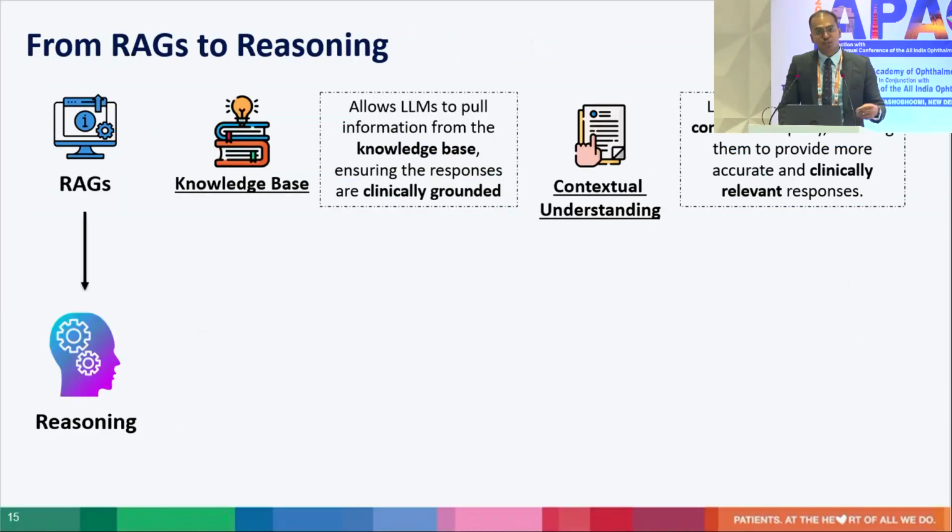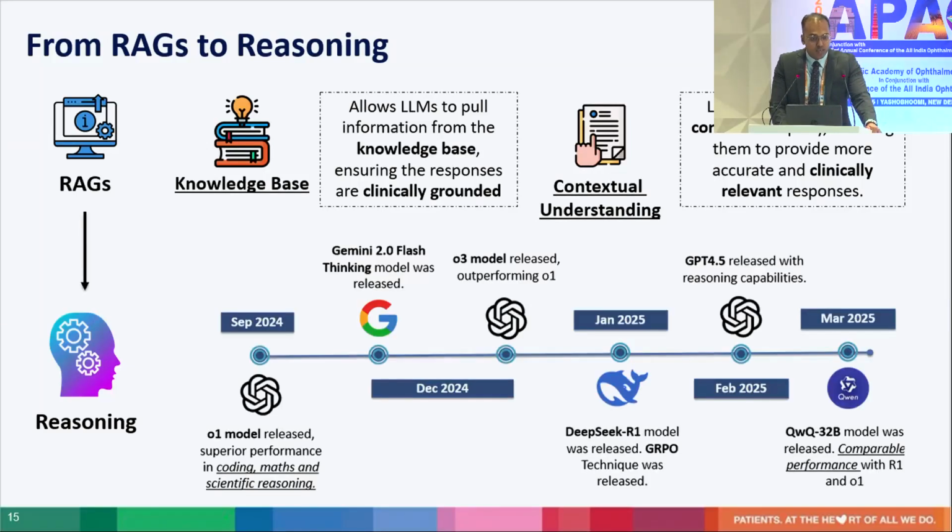Because most of you are clinicians, physicians and ophthalmologists here, I just wanted to say that the go-to method to make LLMs reason was RAG. Because you have a knowledge base, you have clinical groundedness, and you get contextual understanding in terms of generating clinically relevant responses. But what is happening now is that we are looking at reasoning models. Now we have DeepSeek, and we have the O1 models from OpenAI.